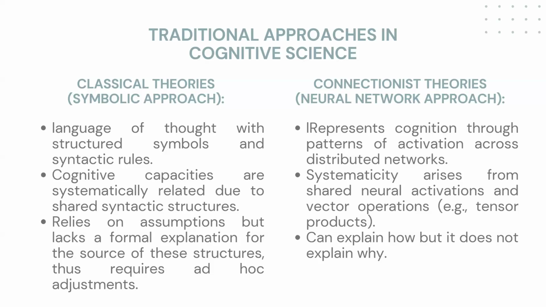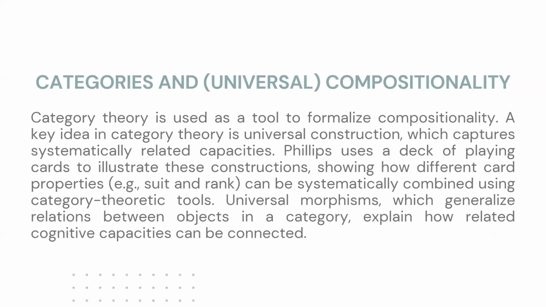Actually, I should say that the weak point of both approaches is common to both. So in both cases, there is or there can be an explanation of the how, but the explanation of the why, which in my opinion is the real explanation, is weak or lacking generally. So systematicity in this sense has been a long-standing issue for cognitive science.